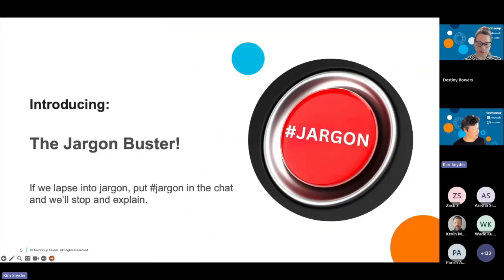All right, and here's the thing. Any kind of tech presentation, especially AI, it's easy to lapse into jargonese, okay? We don't want to do that. We want to do this in a human-centered way. If perchance we start talking in acronyms or using words that don't make any sense, or even that you maybe think you know, but you have questions about, just drop a little hashtag jargon into the chat. We will stop and explain what we're talking about in English.